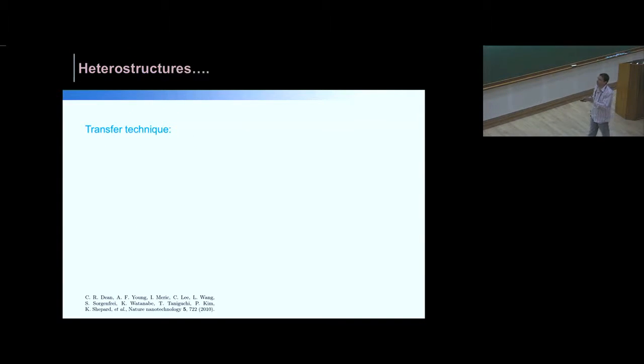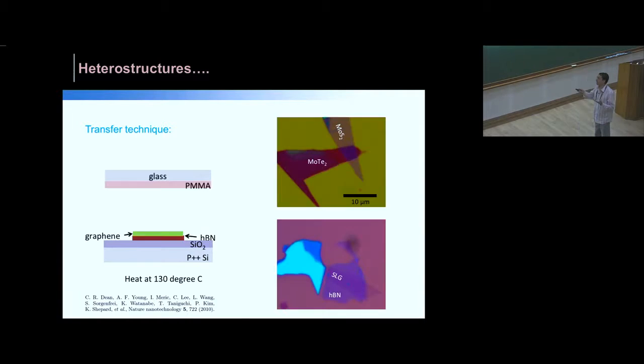We use, as Mondar was saying in the morning, the conventional transport technique, which was invented by Philip Kim's group, and I'll just skip the details. So we transfer the graphene on top of boron nitride, and you have this kind of heterostructure, like for example, MoTe2 and single layer MoS2 heterostructure, single layer graphene and boron nitride, and this kind of thing.